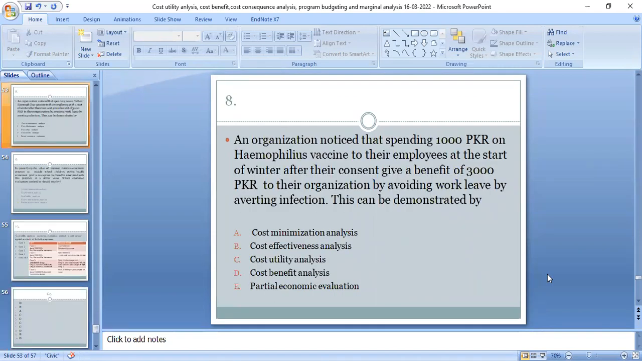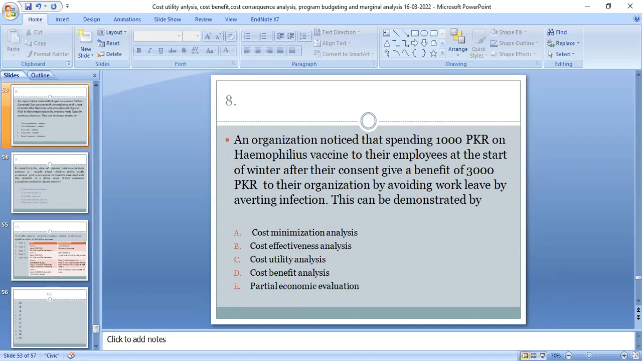8th MCQ: an organization noted spending 1000 Pakistani rupees on hemophilus vaccine for their employees at the start of the winter. After their consent, it gave a benefit of 3000 Pakistani rupees to their organization by avoiding work leave by averting infection. This can be demonstrated by cost minimization, cost effectiveness, cost utility, cost benefit, or partial economic evaluation? B. Yes, cost effectiveness analysis, as the outcome is cost per unit effect.